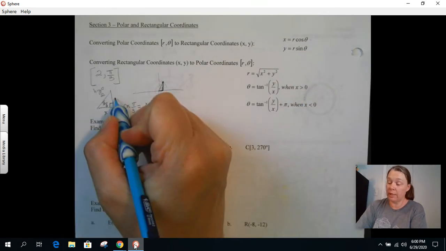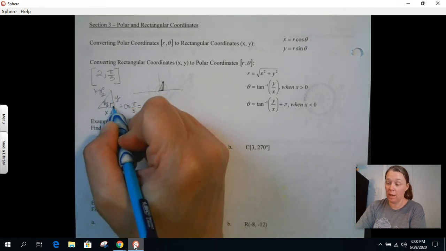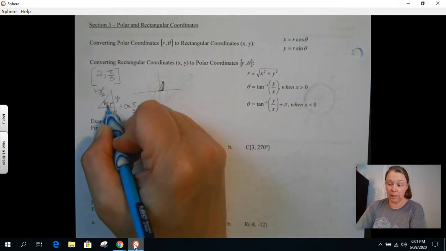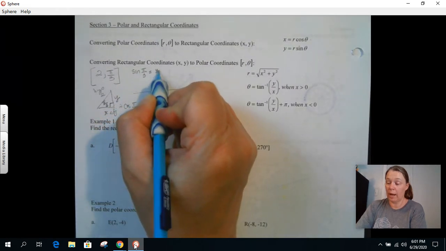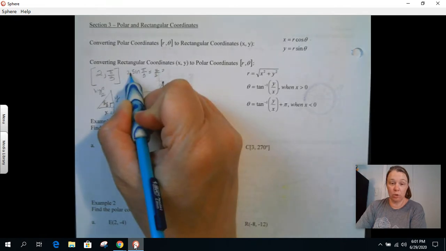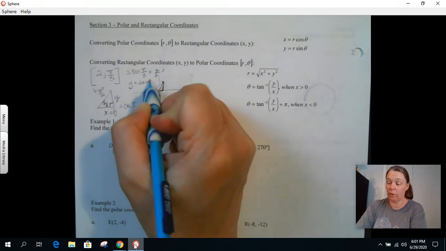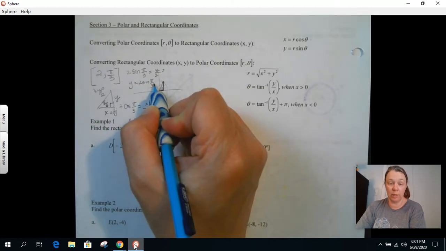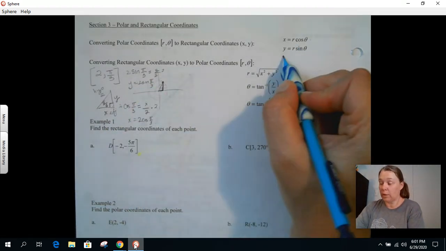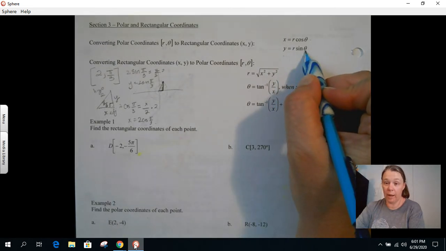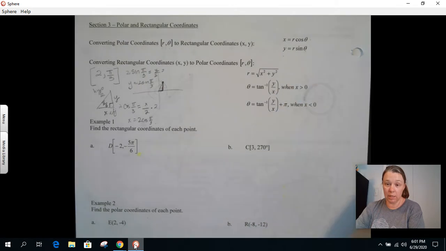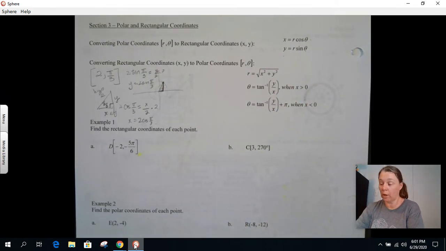Now, if I wanted to figure out how much I have to go up or down, and I know my hypotenuse and my radius, then I could write a sine ratio. I could say the sine of pi over 3 equals y over 2, and multiply both sides by 2. So y is 2 times the sine of pi over 3. 2 is my radius, pi over 3 is my angle. My y value is always r times the sine of the angle. That makes sense. That was your vertical component from before. So that's how I can go from polar to rectangular.